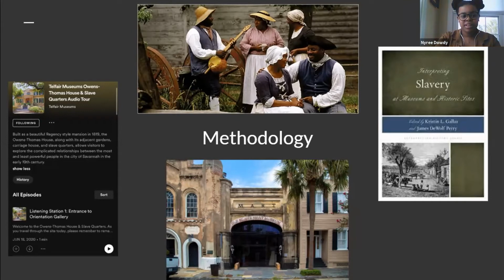And then moving to the last picture on the left, that is a screenshot of a podcast by the Telfair Museum, which is in Savannah. So although I wasn't able to actually go to all the museums, I was able to hear some of the content from their tours.